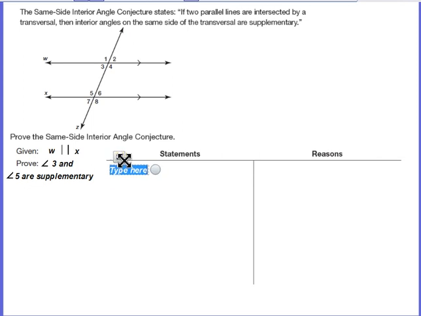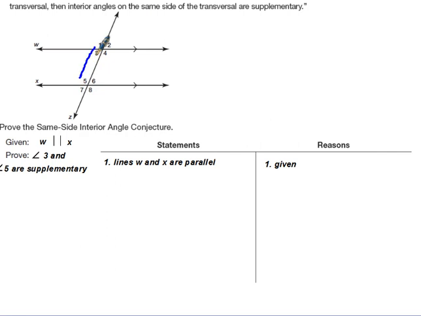So for 3 and 5, let's just put what's given. What's given is lines W and X are parallel. And of course we know that because it's given. Alright, moving on. Now since I'm trying to prove 3 and 5 are, let's just circle those. We're trying to prove those are supplementary. Alright, let me just get a pair of corresponding angles real quick, because I know I can use that. So let's just pick, I guess 1 and 5 is fine.